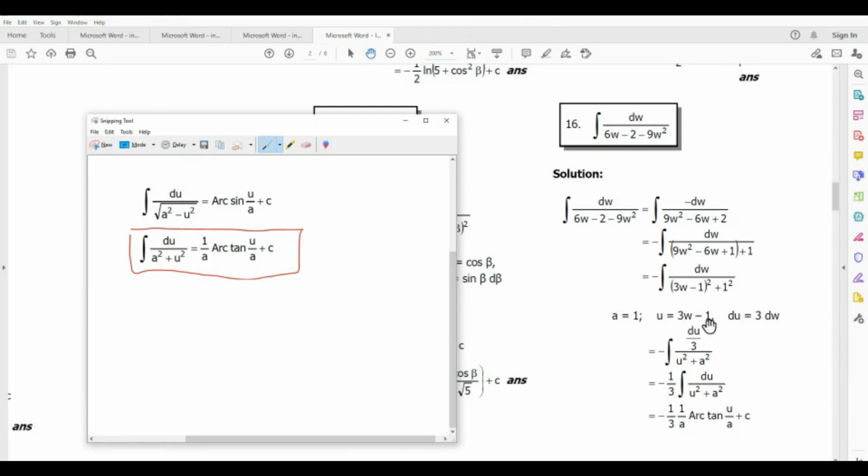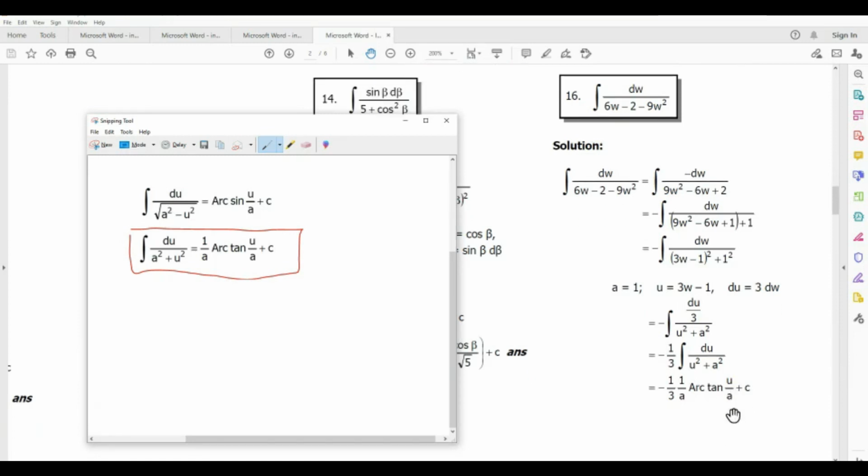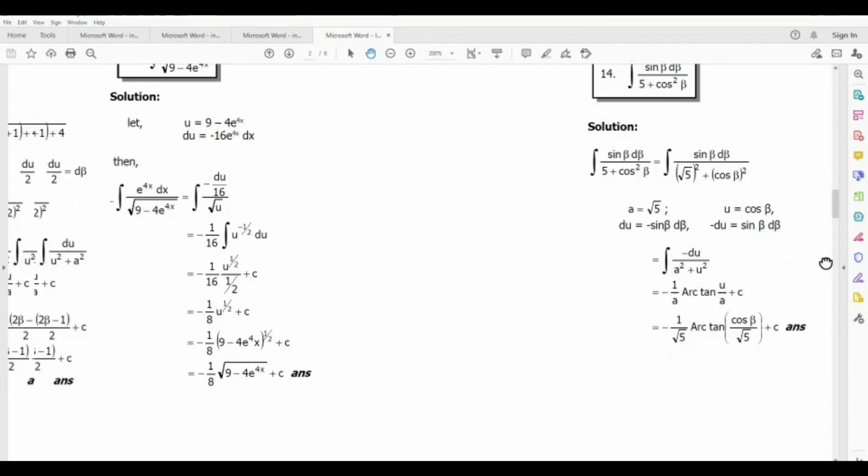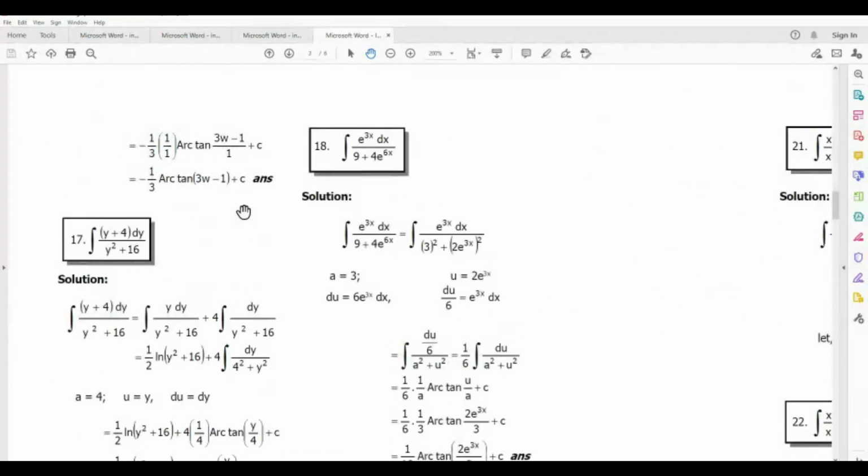Kaya if you will differentiate, du is equal to 3w, or yung dw is du over 3. Okay? Pag sinubstitute doon, this is du over 3, then this is u squared, then tapos ito is a squared. So, balik ulit tayo dito sa pangalawang formula. 1 over 3, 1 over a, arctan u over a, or substitute yung u, this will become 1. So 1 over 1, this will become negative 1 over 3, arctan of 3w minus 1 over 1. So that will become the final answer. Ayan.